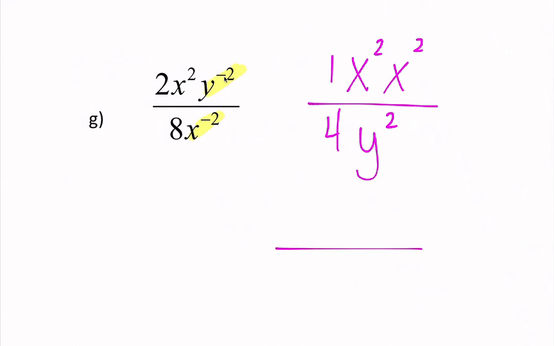Okay, I don't want to leave my answer like this. First, this 1 on top is unnecessary. But on top I have x squared times another x squared. So since they're both on top, x squared times x squared, I add these together to really get x to the 4th.